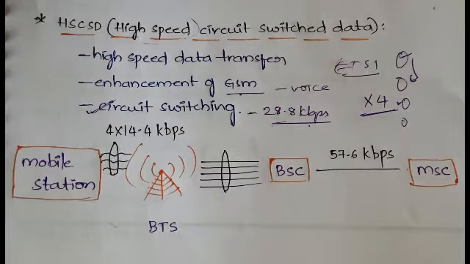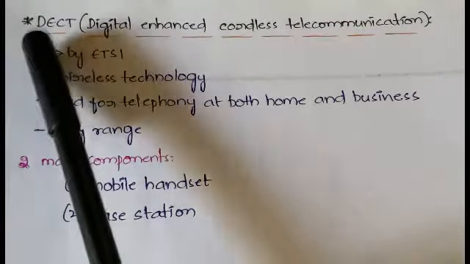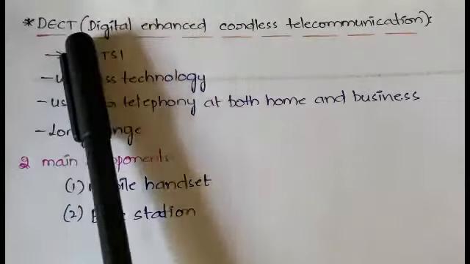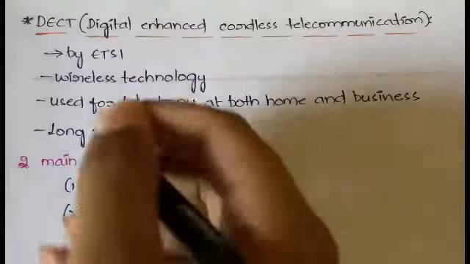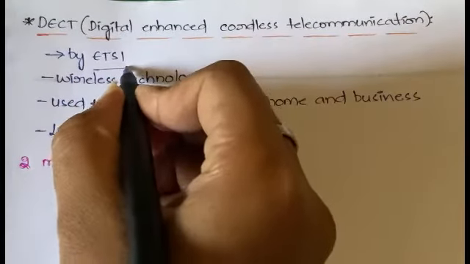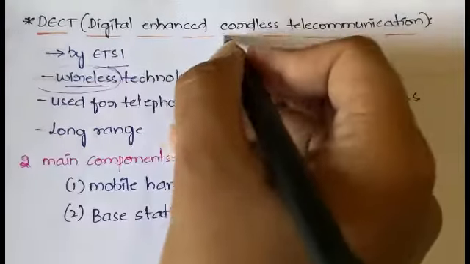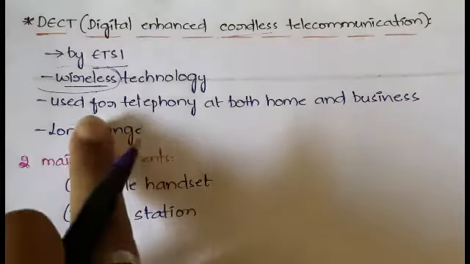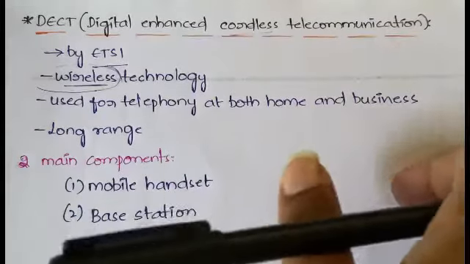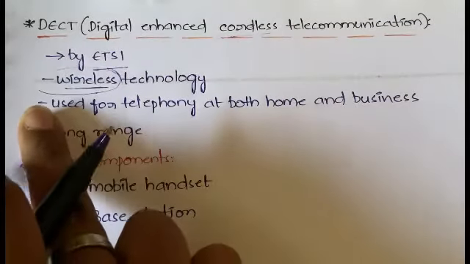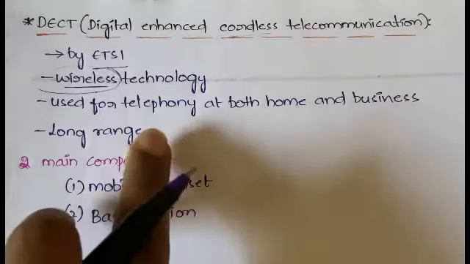Now let us see what happens in DECT. DECT stands for Digital Enhanced Cordless Telecommunication, cordless phones and all. It is also a standard defined by ETSI. It is a wireless technology, which is what you have to mainly remember. It is cordless, so you don't have any cord, and it is used for telephony at both home and business, and it supports long range also.